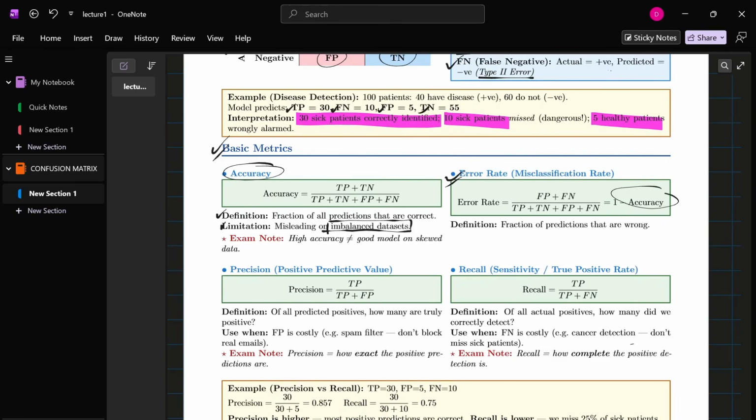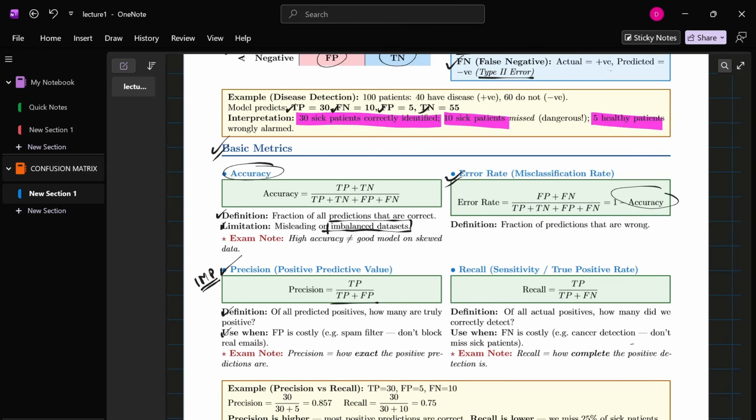Coming forward, the third one is the precision. Of everything the model called positive, how many were actually positive? The formula for this is TP over TP plus FP. Use this formula when false positives are expensive. For example, spam detection, where you don't want to wrongly block real emails.